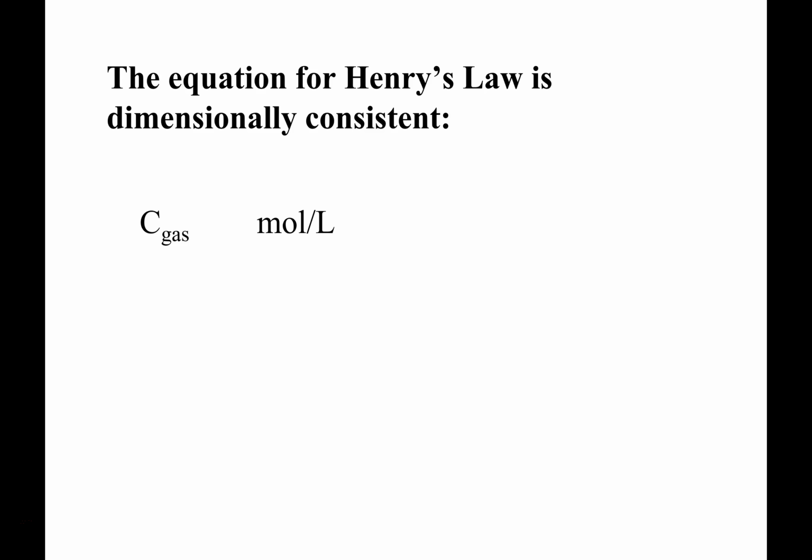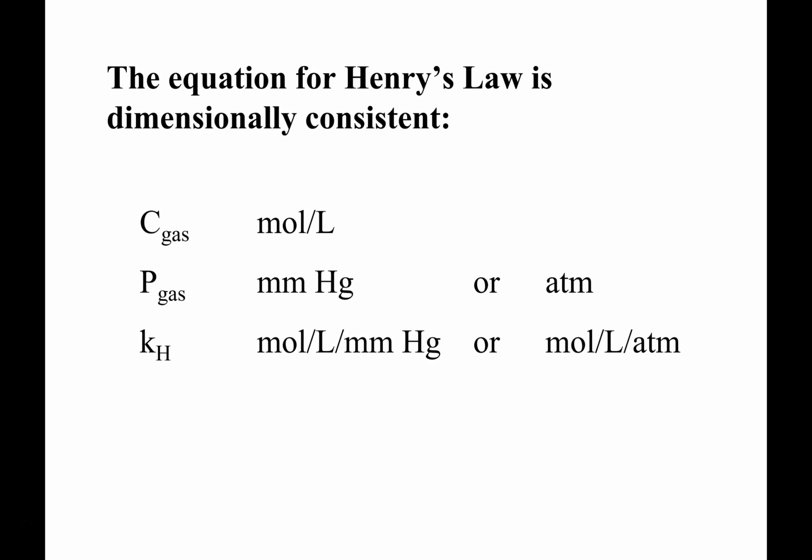The concentration of gas doesn't have to be moles per liter, but it's a good concentration. In this case, it would be moles of gas per liter of liquid solvent that you're pushing the gas into. Units of the pressure of gas could be millimeters of mercury or atmospheres. And if that's the case, then we have set in motion what the units of our Henry's law constant must be. So for instance, if the concentration of our gas is moles per liter and the pressure of our gas is millimeters of mercury, then Henry's law constant is moles per liter per millimeters of mercury.